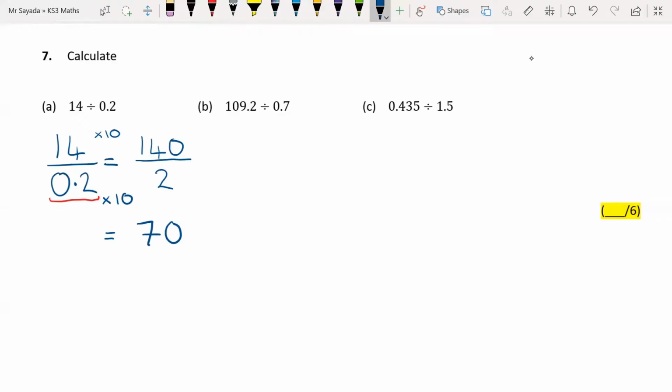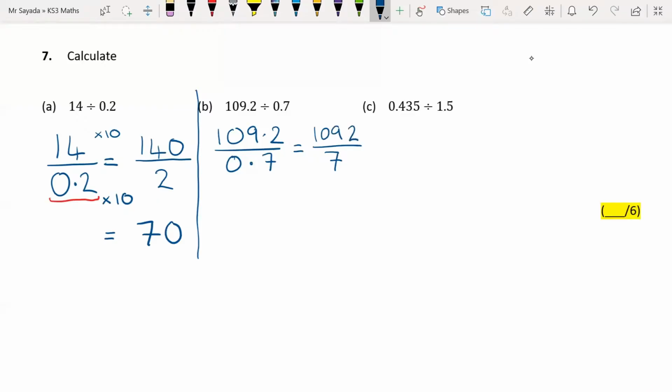So let's do question B together now. The first thing to do is write it out as 109.2 over 0.7. What do you think the next step is? Say your answer to the video. Hopefully you've said that we need to multiply top and bottom by 10 here. So 0.7 multiplied by 10 will be 7, and 109.2 multiplied by 10 will be 1092.